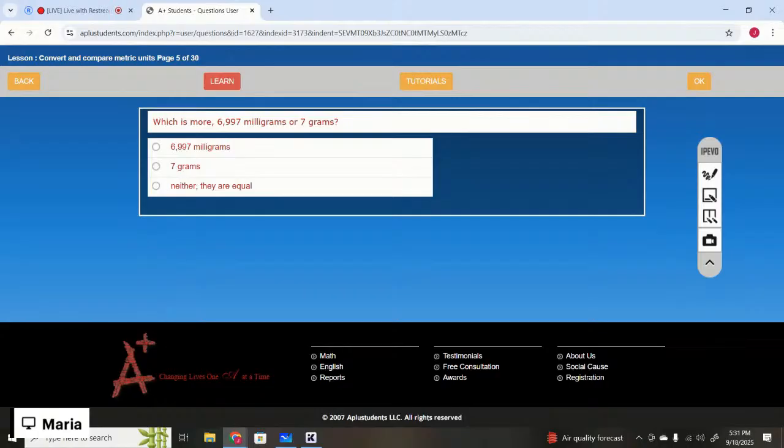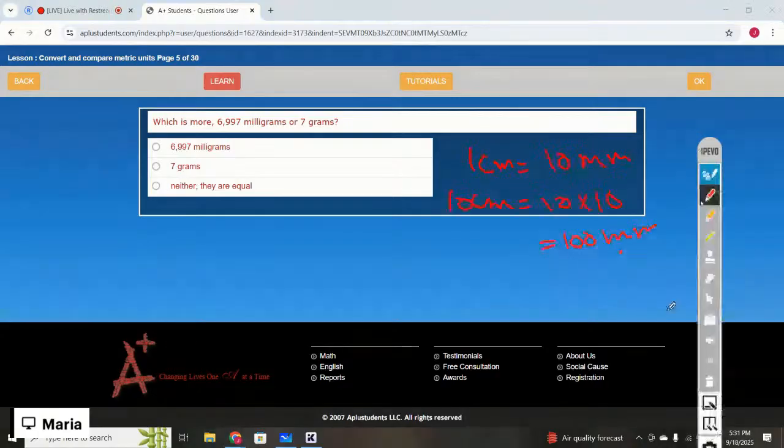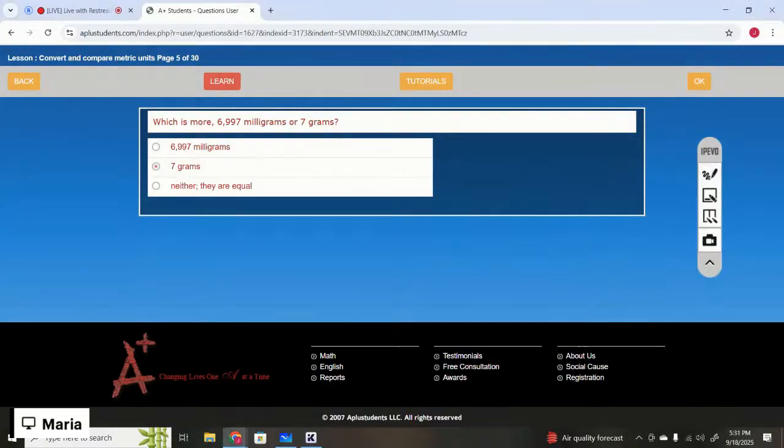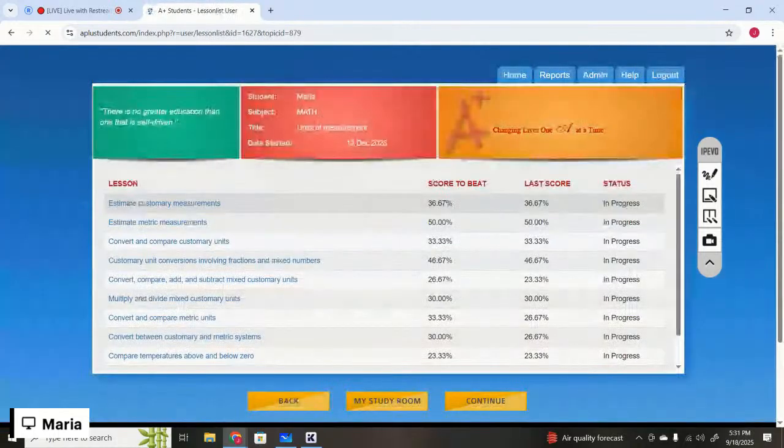Which is more, 6997 milligrams or 7 grams? 7 grams is equal to 7,000 milligrams. So option number 2 is the correct option because 7 grams is more than 6,997 milligrams. Okay, you can complete the lesson by yourself later today. Let me just move on.